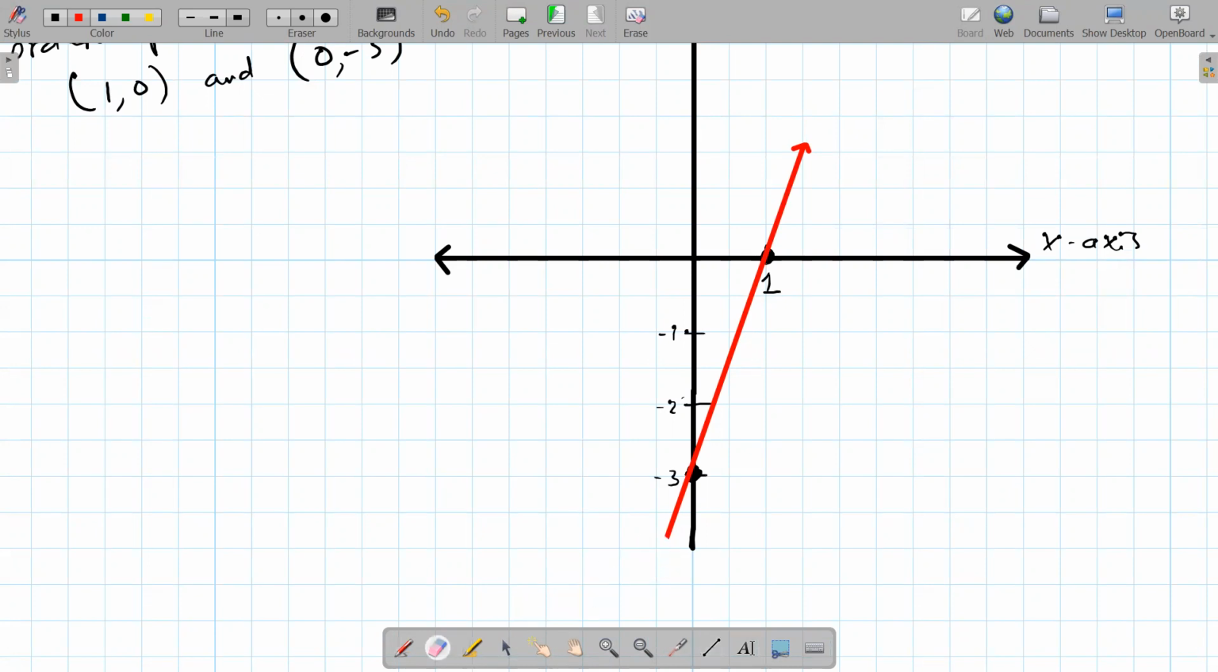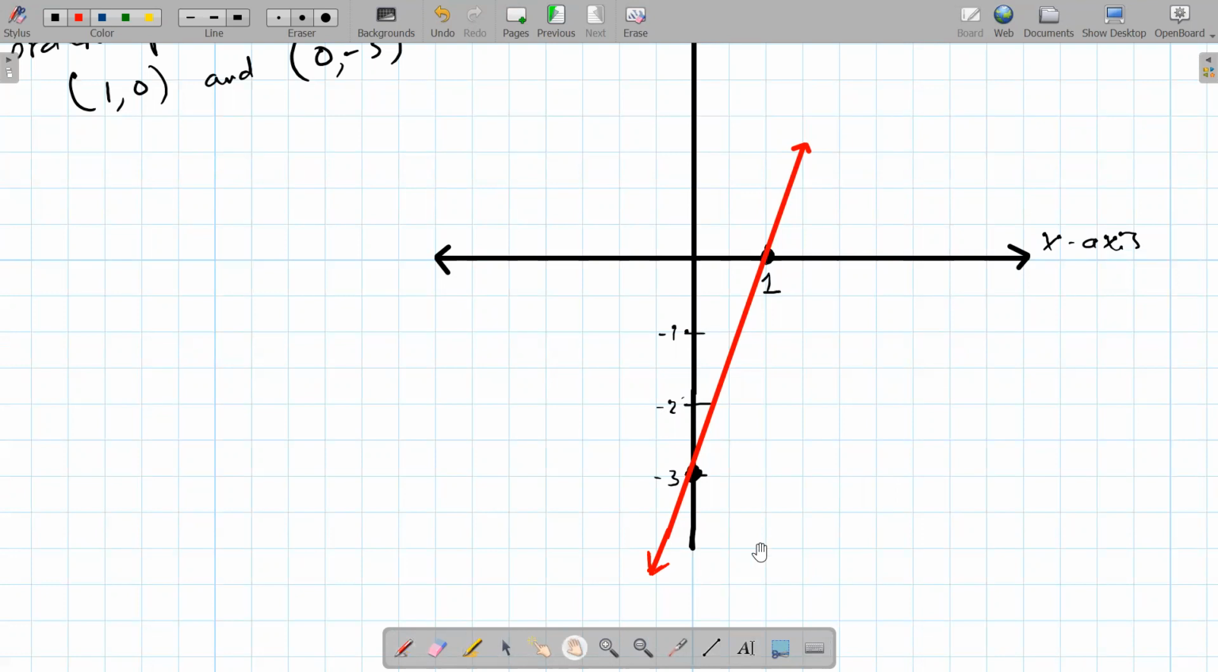Again, this is not perfect. Something like this. That will be your line.